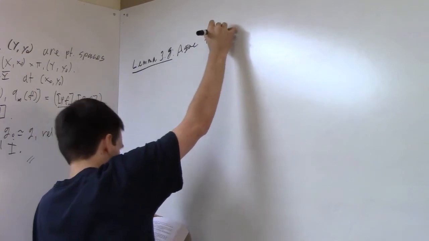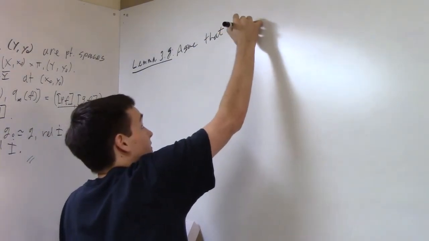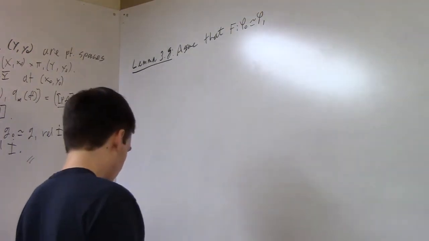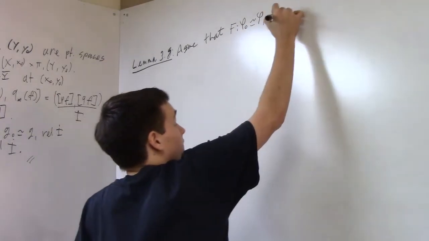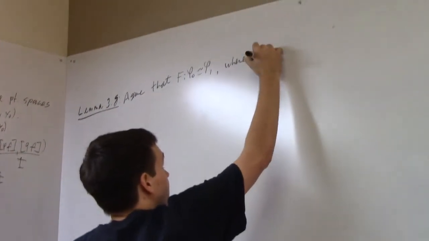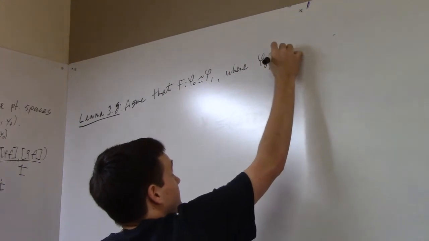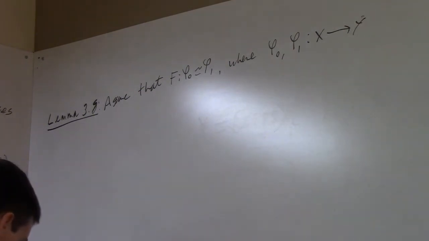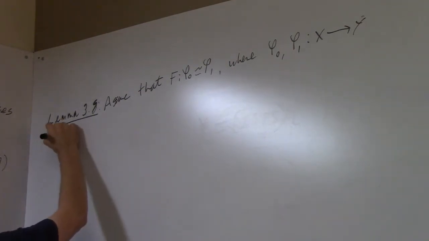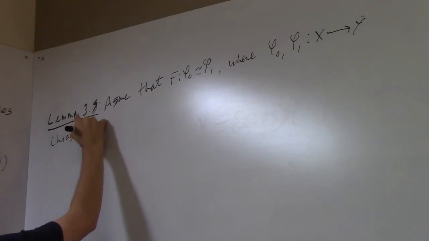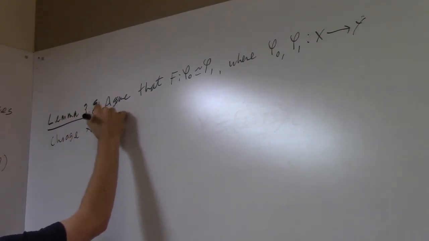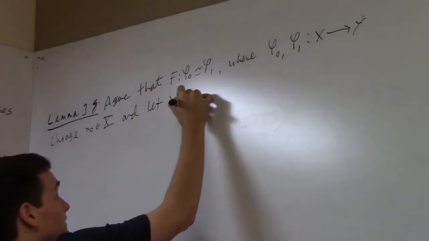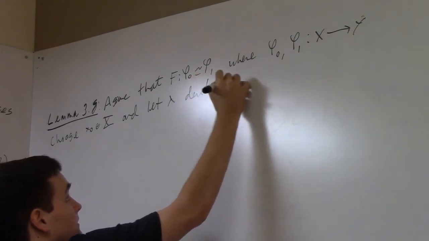So, assume that F is a homotopy between phi naught and phi 1, where phi naught and phi 1 are continuous maps from X to Y. Then we choose x naught in X, and let lambda denote the path.